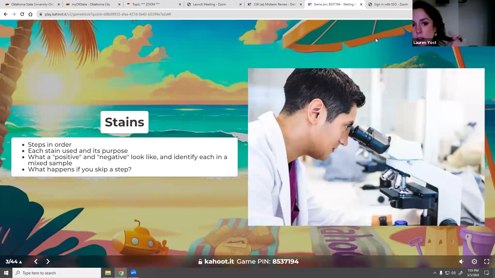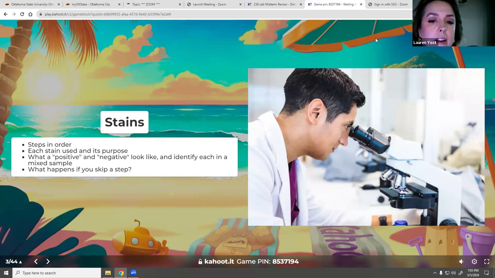All right, for the stains, which we're about to get into, know the steps for the stains in order. So yes, I'm talking about things like with the Gram stain: crystal violet, then iodine, then alcohol rinse, then safranin, for example. So that would be the Gram stain. So know that and know each stain used and its purpose. And what I'm talking about there is like crystal violet, what does it do? You know, like how is it getting us the answer that we're getting to? That sort of stuff. So be aware of that.